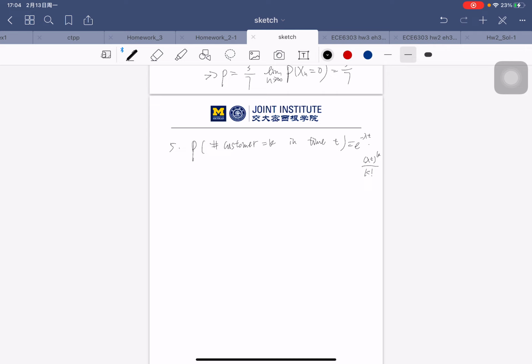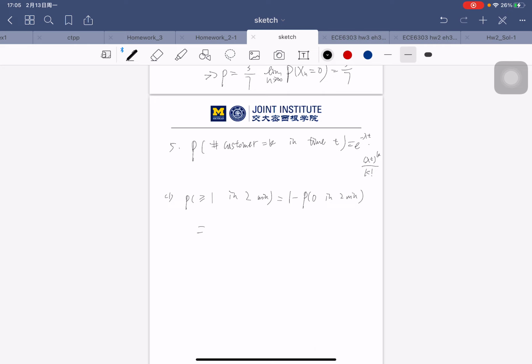The problem says, suppose the probability that in 2 minutes at least one customer arrives equals 0.3. First, we will find lambda. We will transform the probability that in 2 minutes at least one customer arrives into 1 minus the probability that 0 customers arrive in 2 minutes.